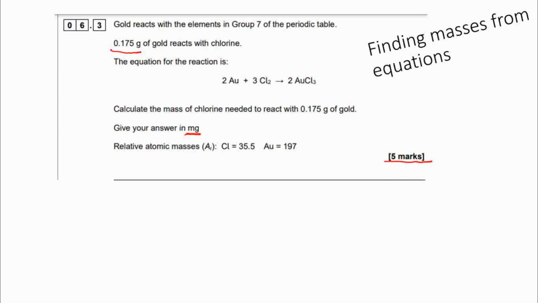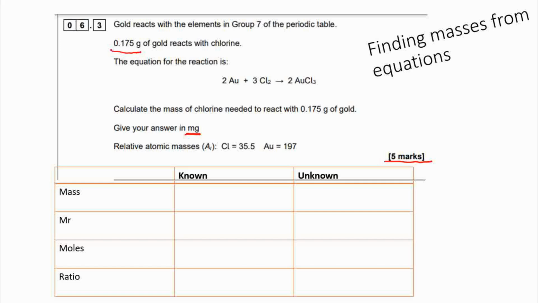5 marks. Okay, now you probably look at this thinking it's very difficult, but it isn't. All right, always set up your calculation card. Even if you don't get the full marks, you can get marks for your working. So what is my known? My known in this question here is gold. I know the mass of gold, Au. All right, and what's my unknown? I'm trying to find Cl2. So what's the mass? 0.175. What's the MR, or in this case AR? Why AR? Because it's just an element. The AR for gold is 197.